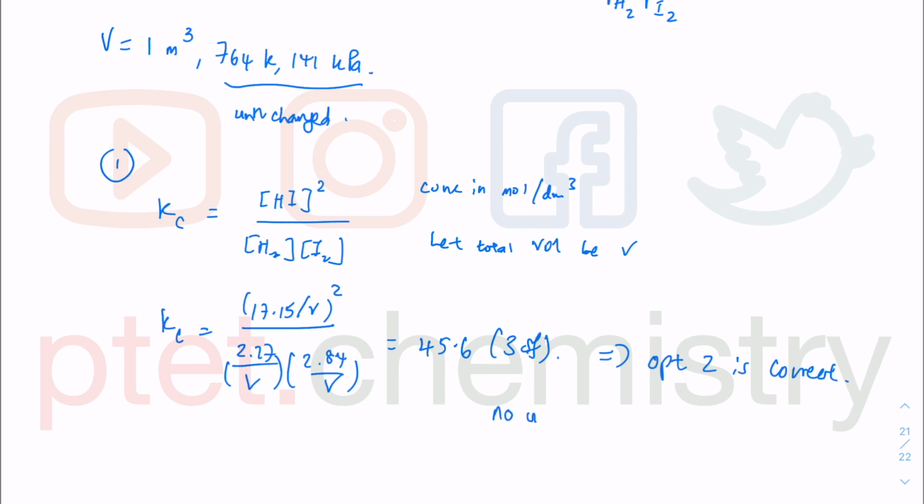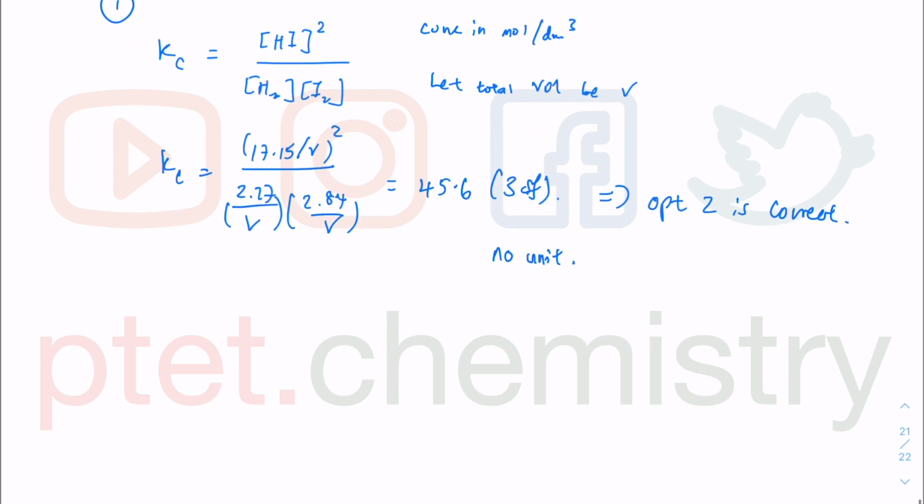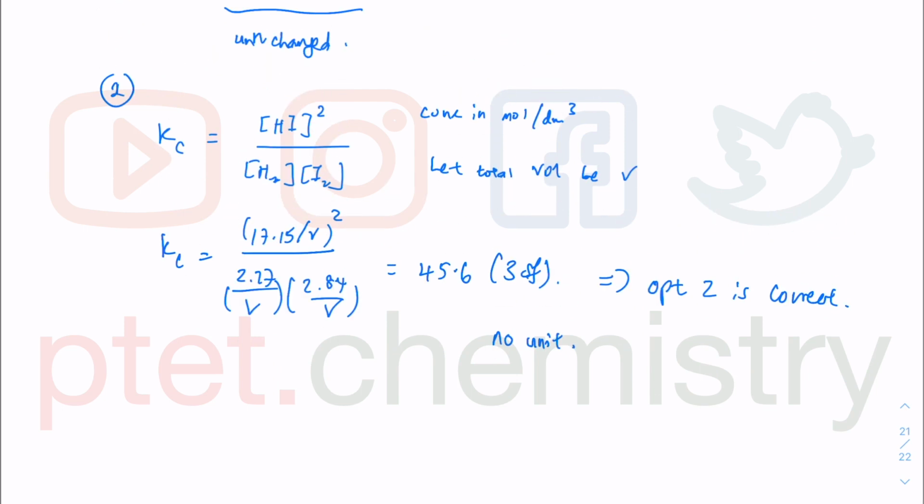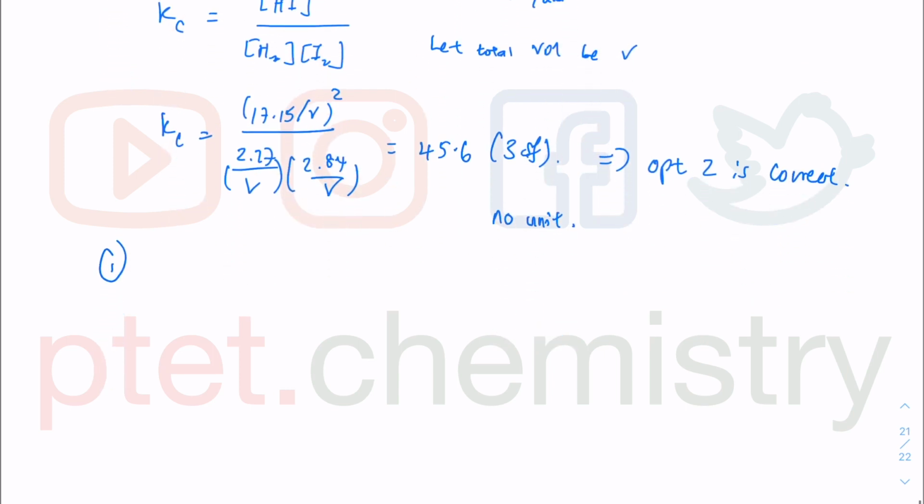So there's no unit there. Of course, you can check option, this is option 2 by the way, so I check option 2 first. Now I check option 1. So what's option 1? I say Kc has no unit because, as you could see, it's mole per dm cube, the whole thing squared, divided by mole per dm cube, divided by mole per dm cube, the units cancel out. Kc has no unit.